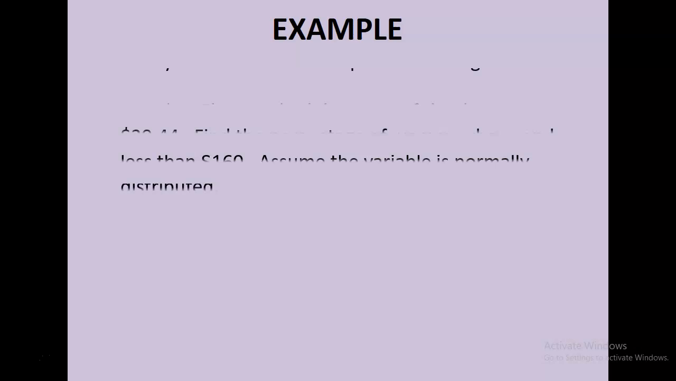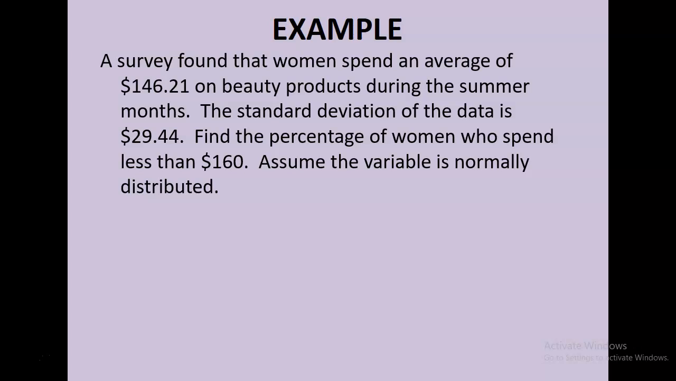So let's take all this and let's get into an example here and look at how this works out with our problems. A survey found that women spend an average of $146.21 on beauty products during the summer months. The standard deviation of the data is $29.44. So we want to find the percentage of women who spend less than $160, and assume this variable is normally distributed.